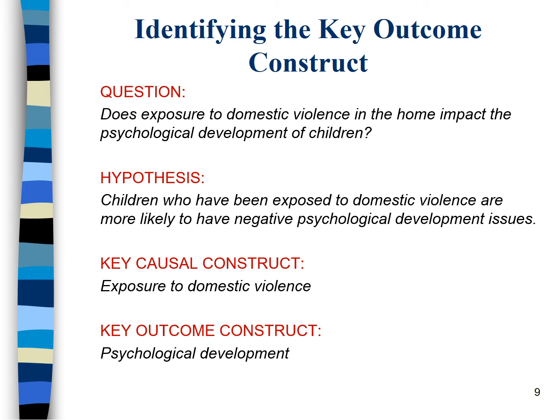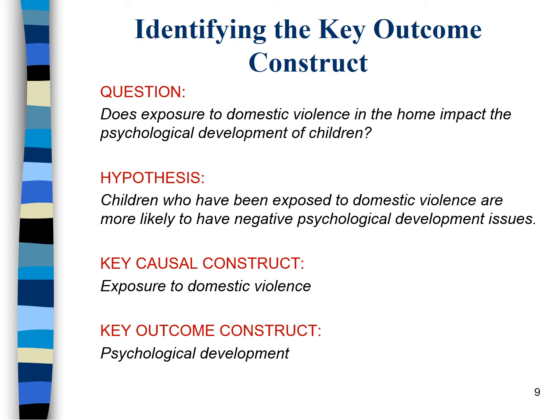So we had our question, does exposure to domestic violence in the home impact the psychological development of children? We changed that research question into a testable hypothesis. Children who have been exposed to domestic violence are more likely to have negative psychological development issues. Then we figure out, okay, what are the constructs that we need to operationalize, at least our key constructs? Our cause is exposure to domestic violence. Our outcome or effect is psychological development.